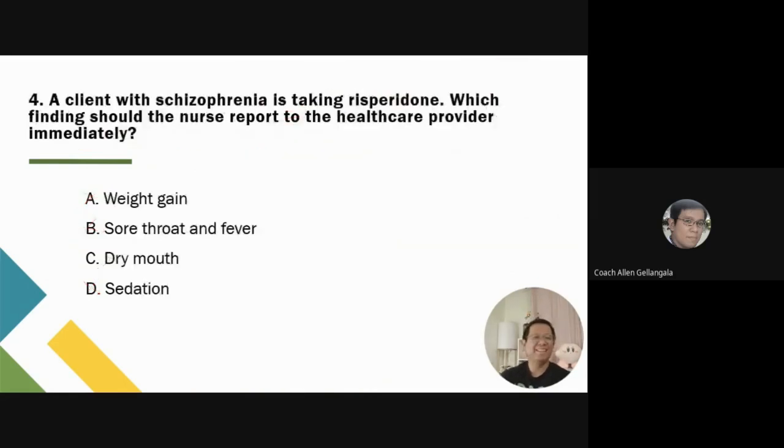Okay, so let's go to number 4. The patient with schizophrenia is taking risperidone. Which of the following will you report immediately to the provider? So let's analyze it again. Which are the facts? The patient has schizophrenia, and the patient is taking risperidone. Essentially, risperidone is a second generation antipsychotic, also known as an atypical.